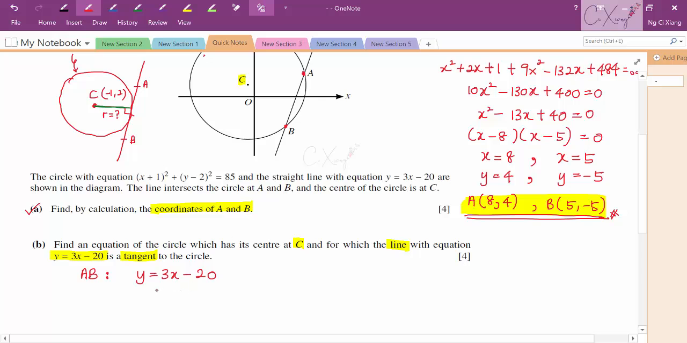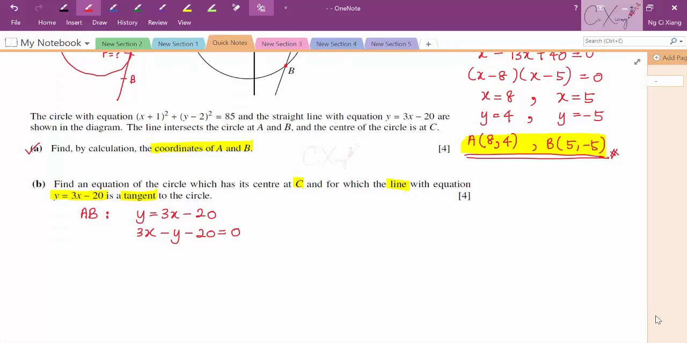Okay, so if I change the equation into standard form, I have 3x minus y minus 20 equals 0. Now I want to find the radius, and this radius is the perpendicular distance from point C to the line AB. So I can write it in this form: R equals the perpendicular distance from C to AB.